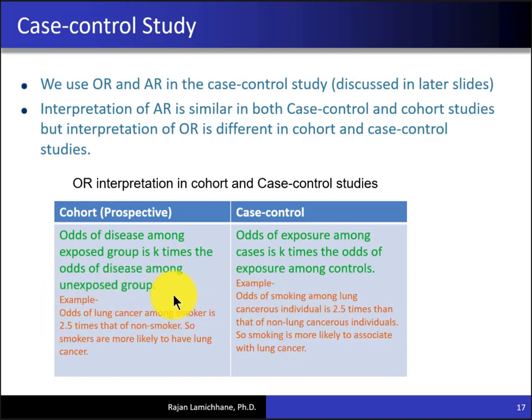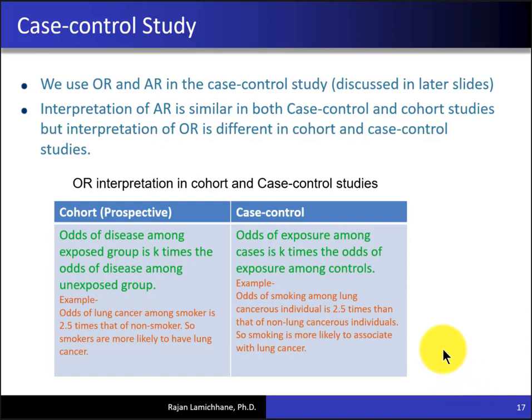If the odds ratio is calculated as 2.5 for both a case control and a cohort study, then if it were the cohort study, we can interpret this odds ratio as the odds of lung cancer among smokers is 2.5 times that of the non-smokers. So smokers are more likely to have lung cancer.